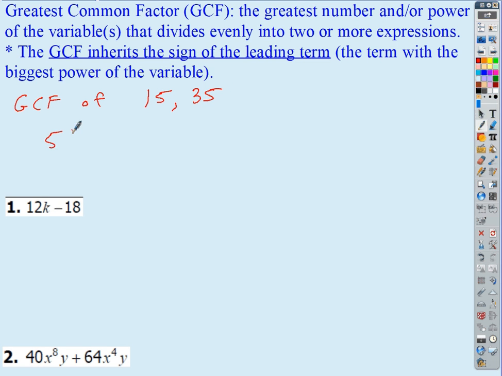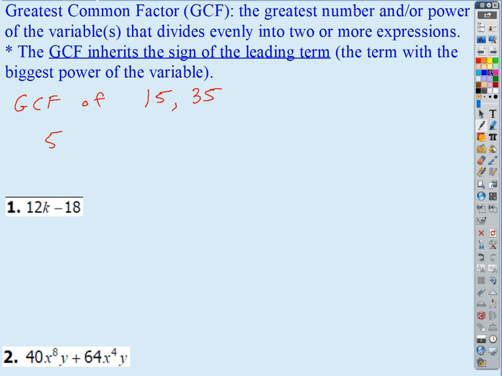Okay, there's a way of showing that that might be interesting for you to take a quick look at. Because what if they were really huge numbers? 15 and 35 we can deal with. They don't have very many factors, but what if they were numbers in the thousands or something, right? Then it would be hard to find the biggest number that divides into both.